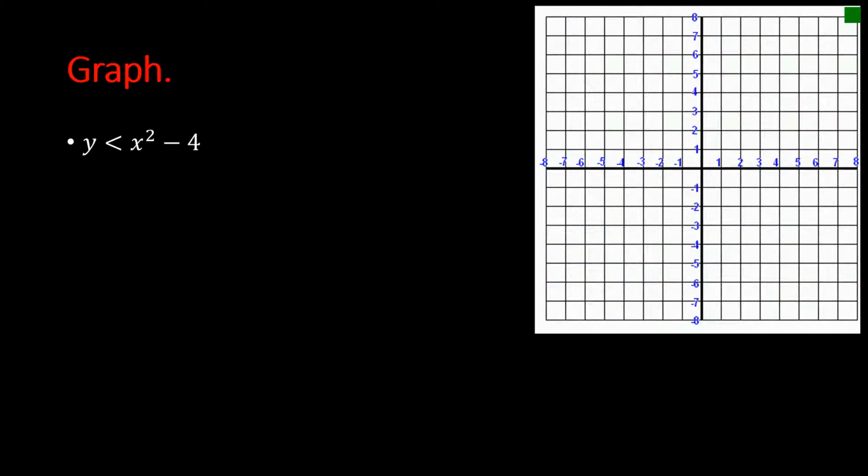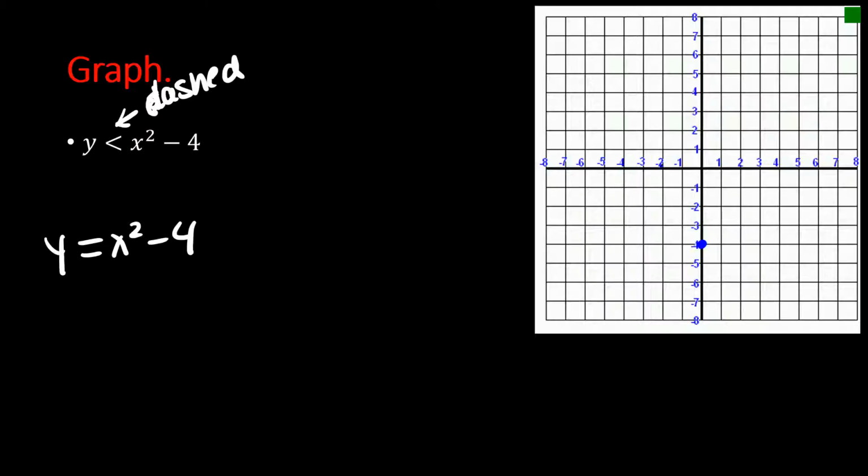Let's look at another one. We have y is less than x squared minus 4. Again, this is going to be a dashed line, since it's strictly less than. Let's look at y equals x squared minus 4. This is a parabola that is 4 units down from the origin.